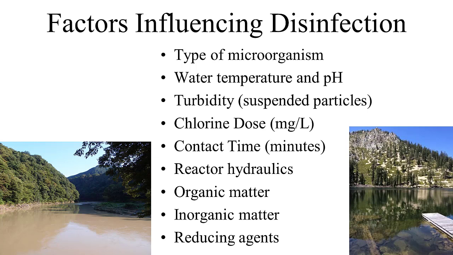The amount of chlorine added to the water and the amount of time the water is in contact with the chlorine is very important. Reactor hydraulics, which is how the water flows through a tank, or how long it takes for the water to go from the inlet of the tank to the outlet of the tank, affects the contact time with chlorine. Water quality factors, such as the amount of organic carbon in the water, or inorganic compounds that contain iron and manganese, or reducing agents such as sulfur, are all important components of chlorine demand and influence disinfection.